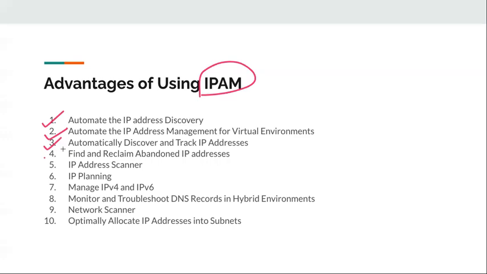reclaim the abandoned IP addresses. This is very important because sometimes we allocate the IP address to a machine, and eventually that machine is degraded over a period of time, and that IP address becomes free. But no one has a mechanism to track it, so IPAM helps by updating the IP addresses which were previously allocated to servers.